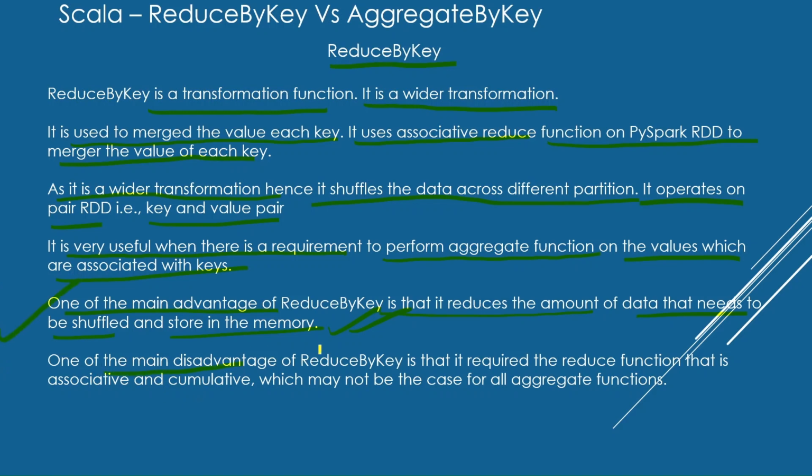One of the main disadvantages of reduceByKey is that it requires a reduce function that is associative and commutative, which may not be the case for all aggregate functions. Suppose we are doing any other kind of aggregation like mean, median or standard deviation. Those are not associative or commutative. So that kind of aggregation will not be performance optimized if you use the reduceByKey function.